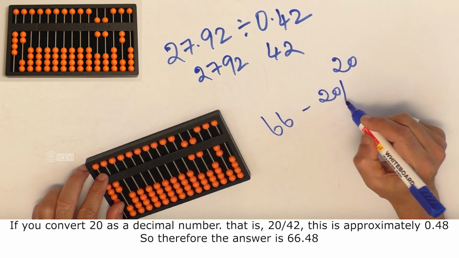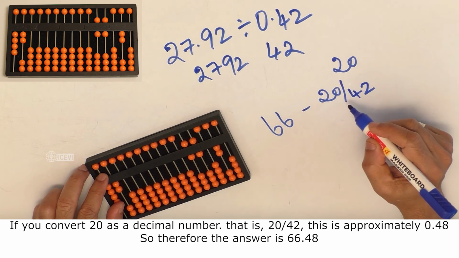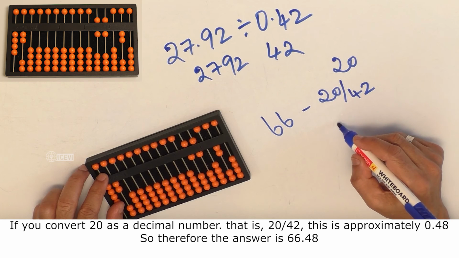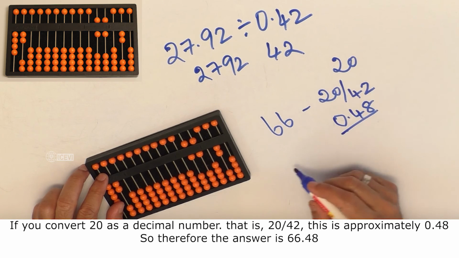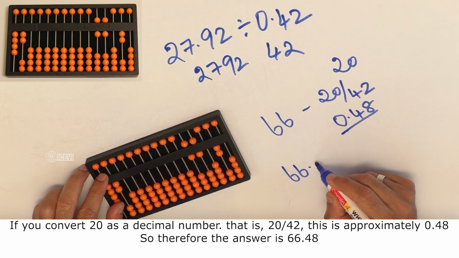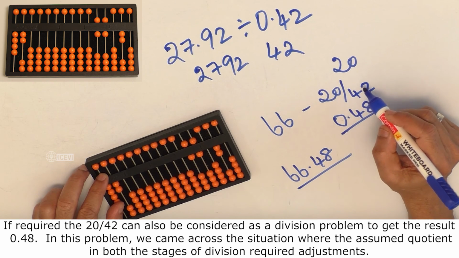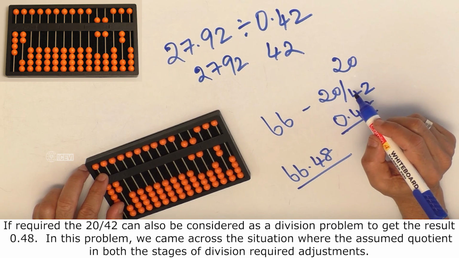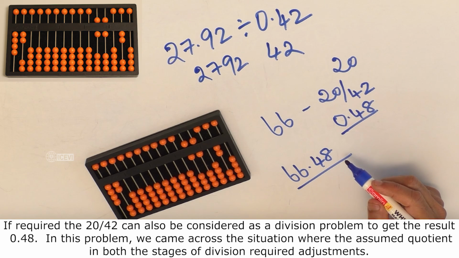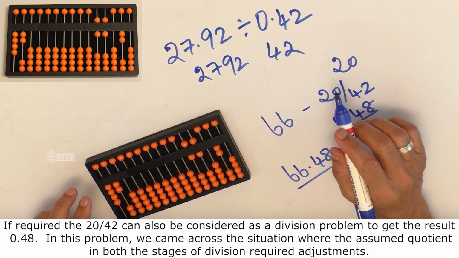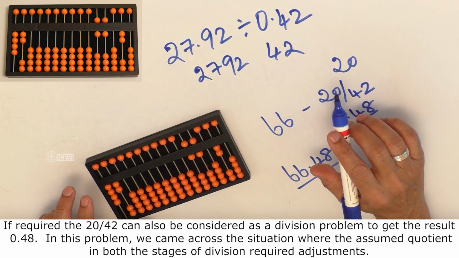If you convert 20 as a decimal number, that is 20 by 42, this is approximately 0.48. So therefore, the answer is 66.48. If required, 20 by 42 can also be considered as a division problem to get the result 0.48. In this problem, we came across a situation where the assumed quotient in both the stages of the division required adjustments.